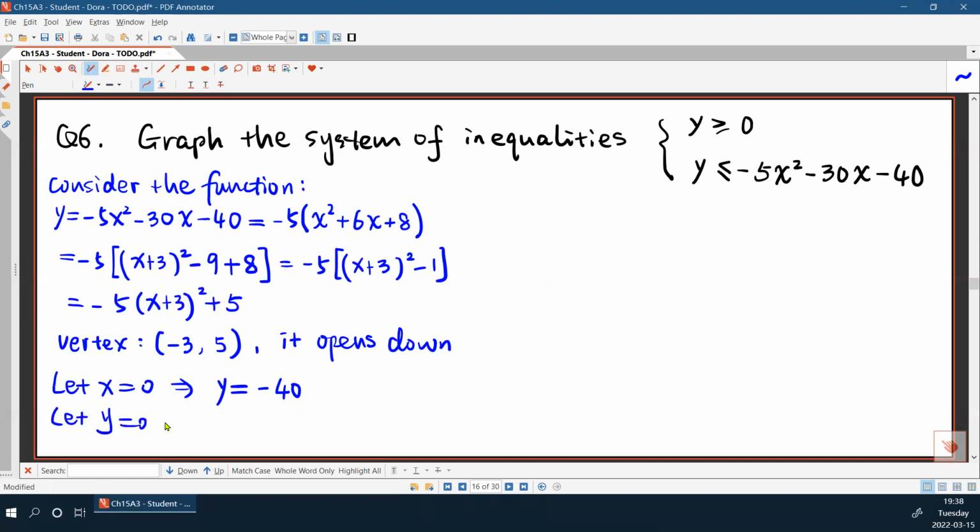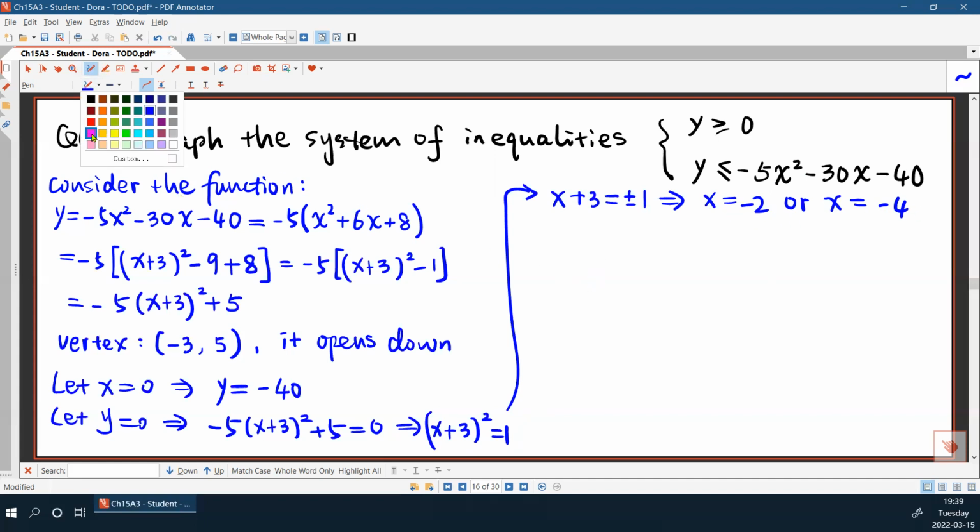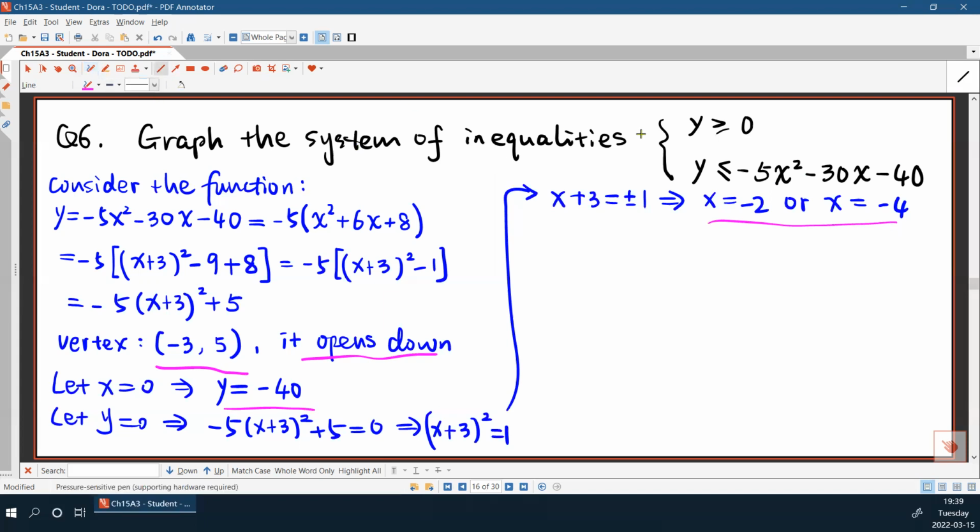And next, we let y be 0. Let's insert it here. If y is 0, that means negative 5 times x plus 3 squared plus 5 is 0, right? And that means x plus 3 squared is 1, right? And then we can solve x. x plus 3 is either positive or negative 1. Therefore, x is negative 2 or x is negative 4, right? So there are two x-intercepts, which are negative 4, 0 and negative 2, 0. Okay, then we have all the information here: the vertex, direction, y-intercept, x-intercepts. Then we can sketch a graph of the second inequality.